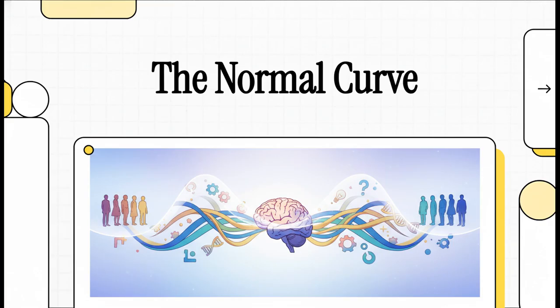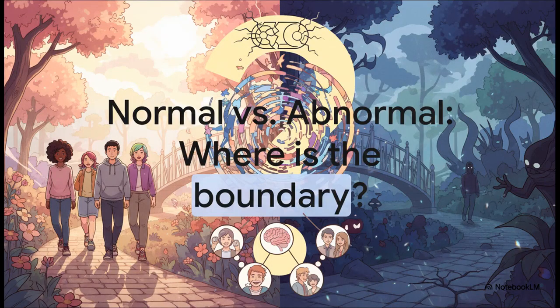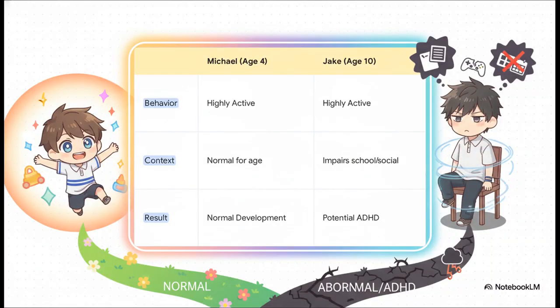So let's explore it. As you can probably guess, this boundary isn't some nice, clean line. It's way more complex, more like a blurry transition. It's a gray area. And to really get a feel for this dilemma, let's start with a story that highlights it perfectly. Okay, so picture two boys.